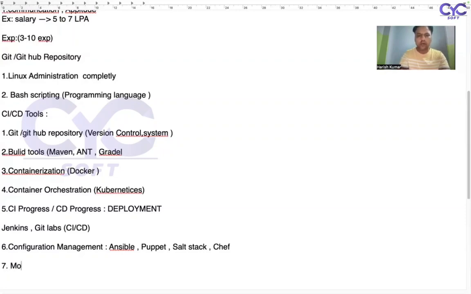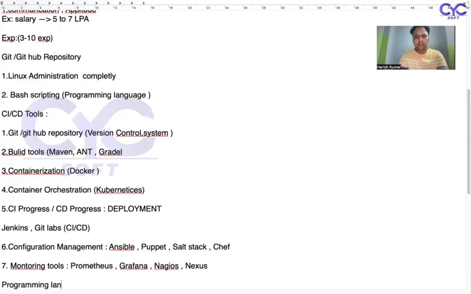The next one is the seventh one. You need to focus on monitoring tools. For this you need to focus on Prometheus, and you can go with Grafana or Nagios or Nexus. You need to learn all the monitoring tools like this. Why do we need to use monitoring tools? For the client purpose. This is what we do under the progress of experienced persons. Now coming to programming languages.